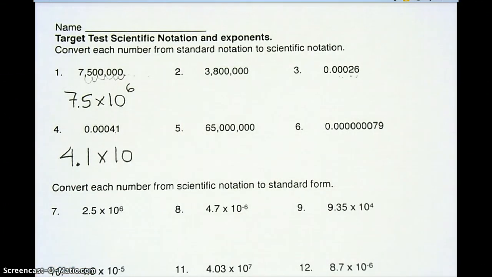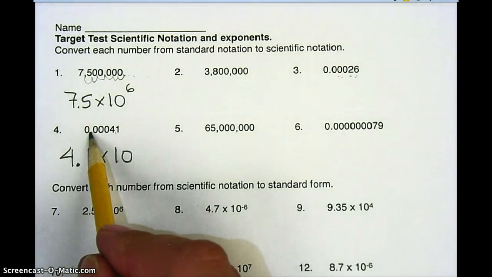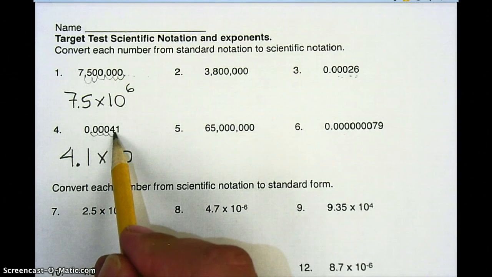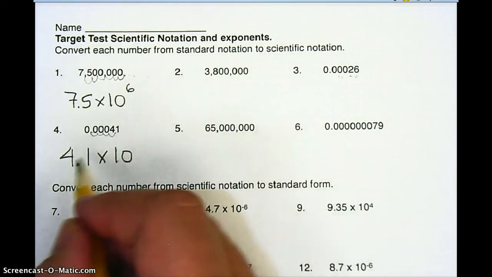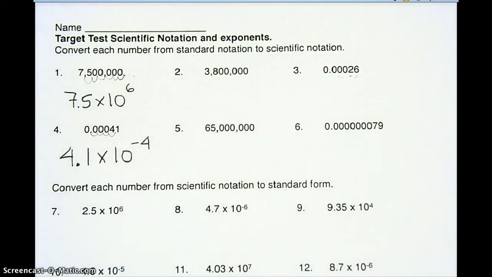Now in this case, since it's a small number we're talking about, 4,100 thousandths, I'm going to have a negative exponent. And the number for the exponent is how many decimal places the decimal point has to move to get between the 4 and the 1. So it starts here, so let's count how many places it has to go. 1, 2, 3, 4. So it's going to be 4.1 times 10 to the negative 4th power.